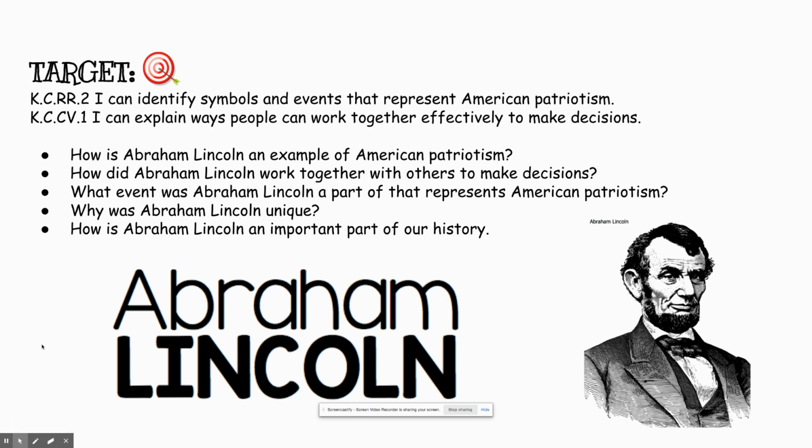Here are some of the targets that we're going to work on. I can identify symbols and events that represent American patriotism. I can explain ways people can work together effectively to make decisions.